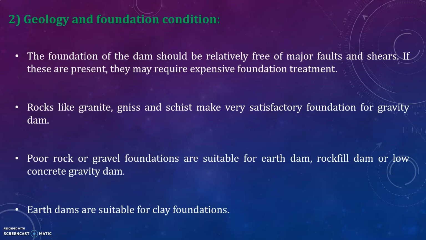The second one is geology and foundation conditions. This is the next important factor. If the foundation consists of sound rock with no fault or fissures, any type of dam can be constructed on it. Rocks like granite, gneiss, and schist make very satisfactory foundation for gravity dam. However, these rocks may have seams or fractures. The removal of disintegrated rock together with the sealing of seams and fractures by grouting will frequently be necessary.